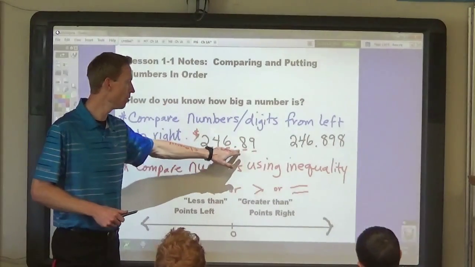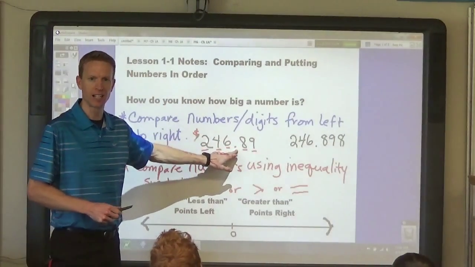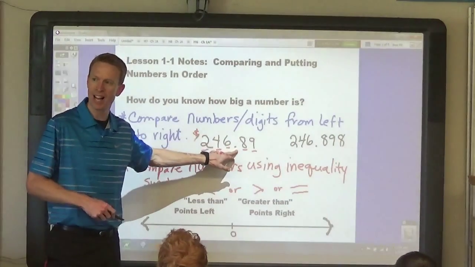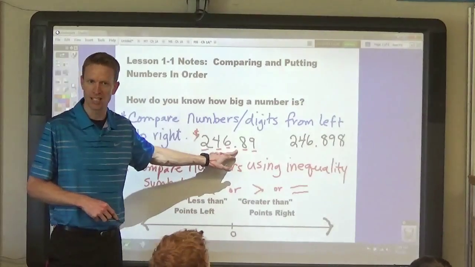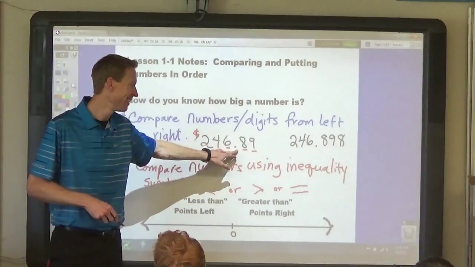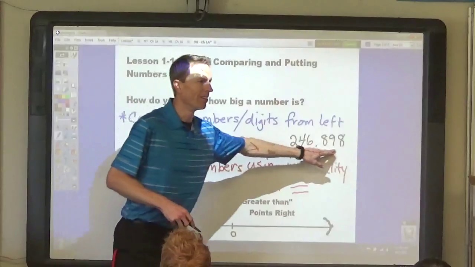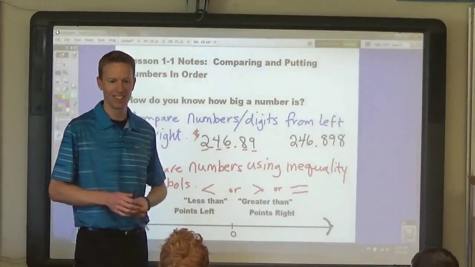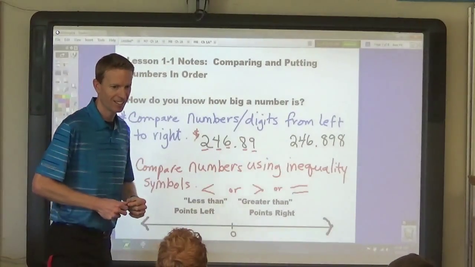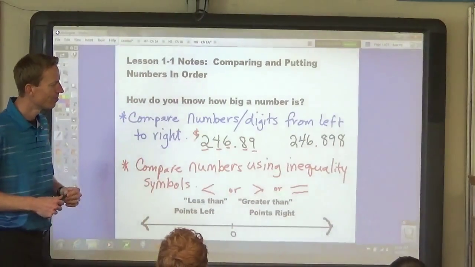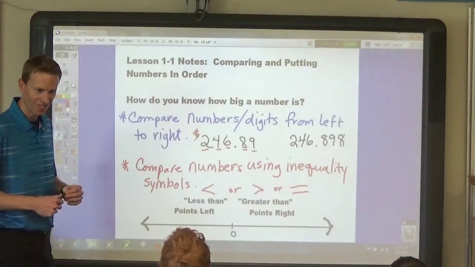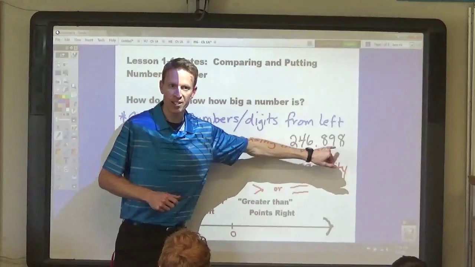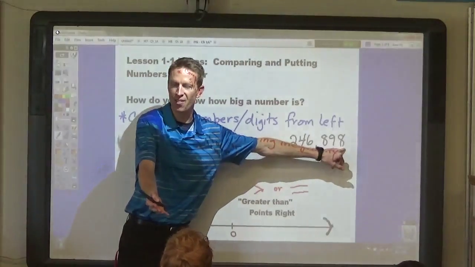$246.89. And notice that he used the word "and" instead of saying decimal point. When you come to the decimal point, you say the word "and." Okay, you don't say decimal point. How about this number? Read this number, Ethan. Good. 246 and 898 thousandths.